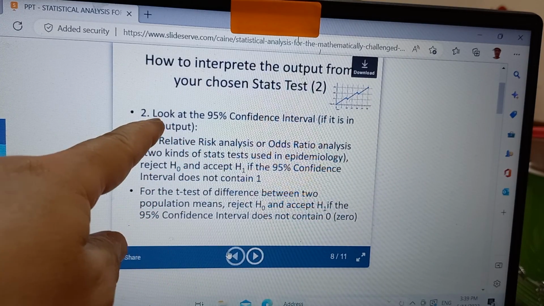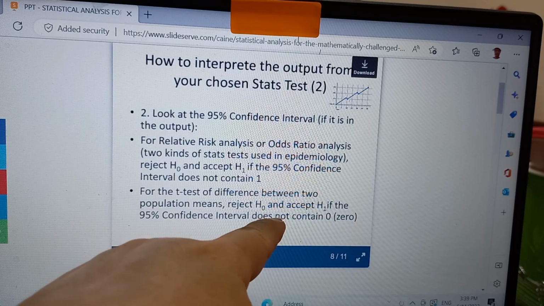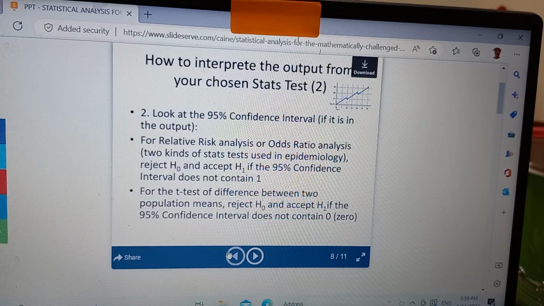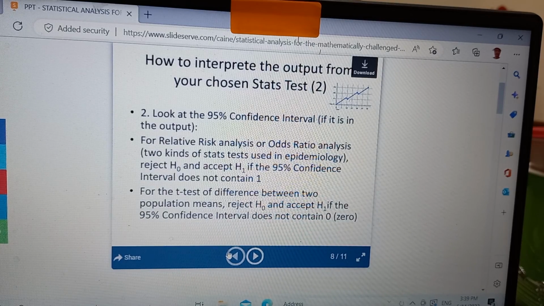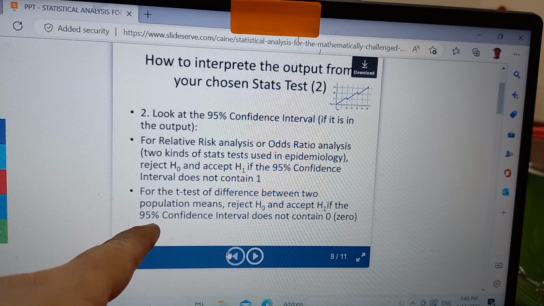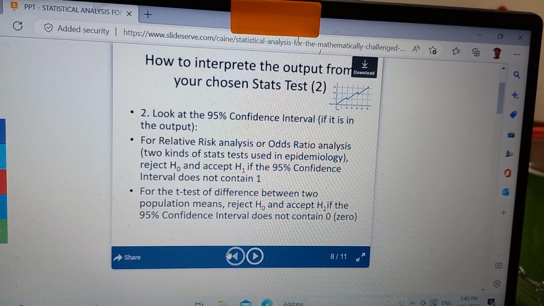Note that here it is does not contain 1, here it is does not contain 0, right? Does not contain 0 means you are actually quite confident, right? High degree of confidence, that if you reject H0 and accept H1, your chance of making a mistake is low, all right? You are 95% confident, roughly speaking, that the real confidence interval does not contain 0. So very high degree of confidence. It's not 0. 0 meaning there's no difference, right?